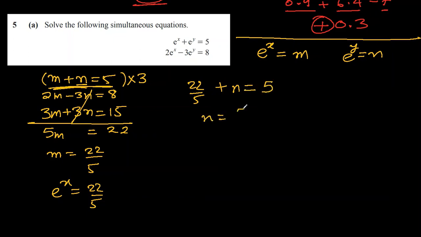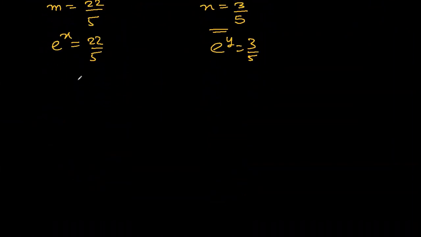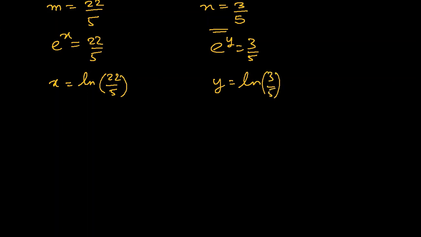n is 5 minus 22 over 5. So n comes out to be 25 minus 22 over 5, which is 3 over 5. And e to the power y is 3 over 5. That's what it means. And now we'll find the values of x and y. So x becomes ln 22 over 5, y becomes ln 3 over 5.